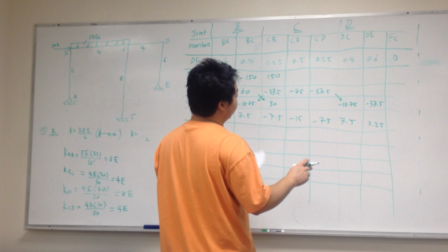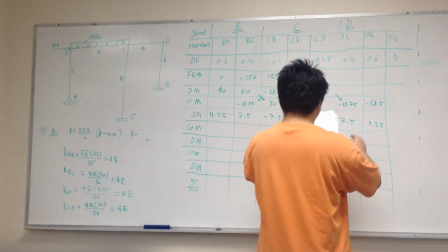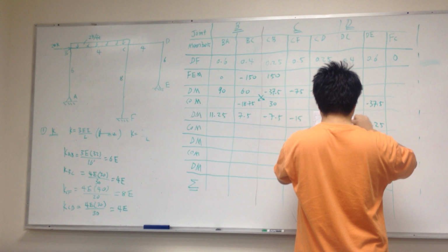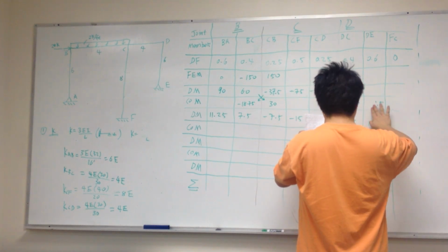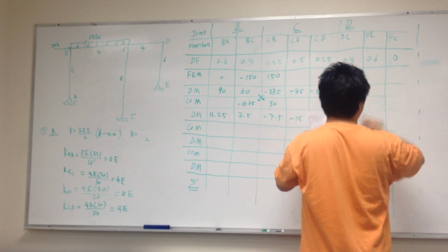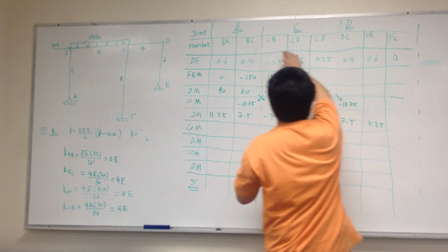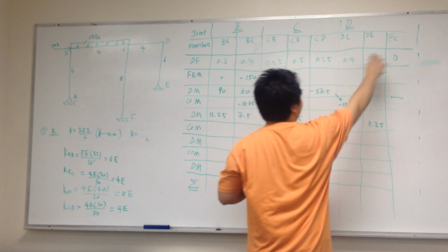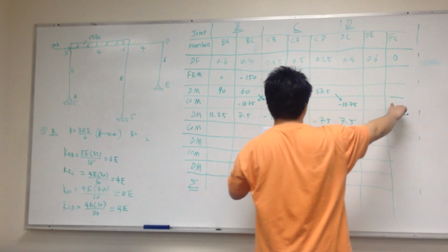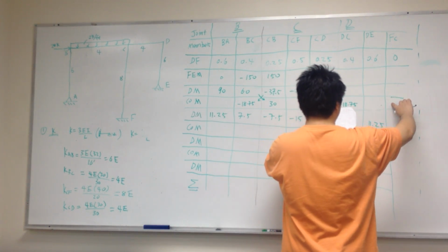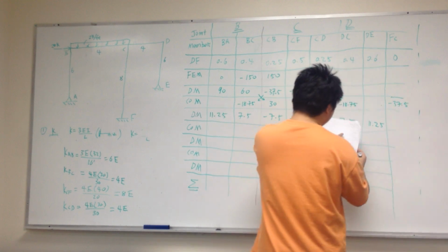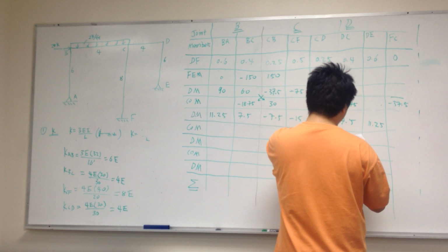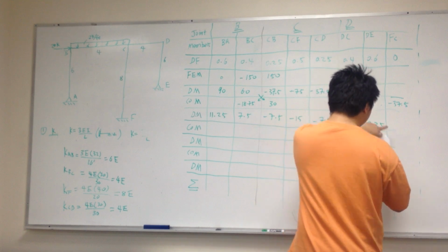Wait. No, I carried it to the wrong table. CF to FC should be right here. I put it in the wrong spot. So you're going to have negative 37.5.